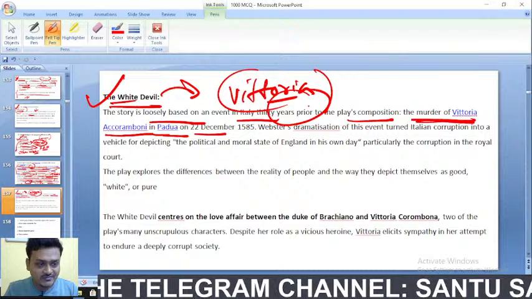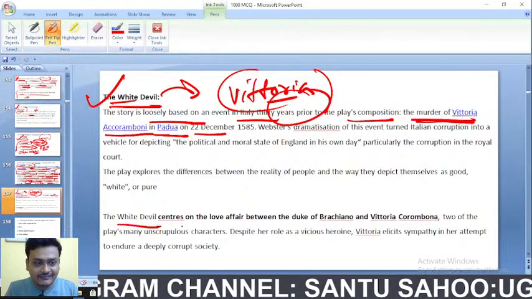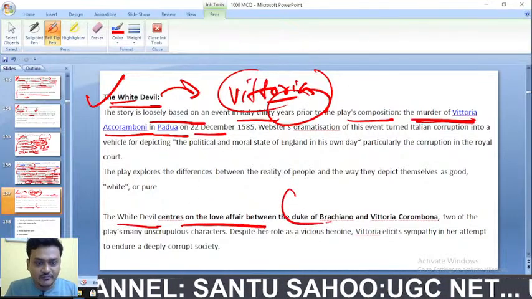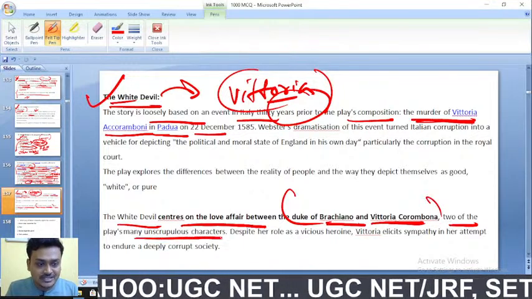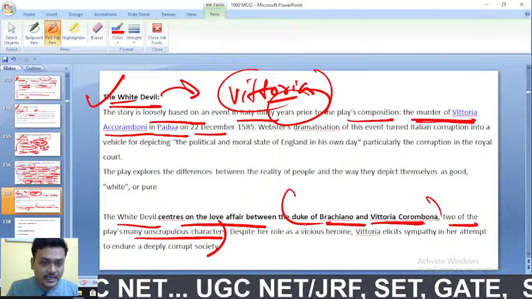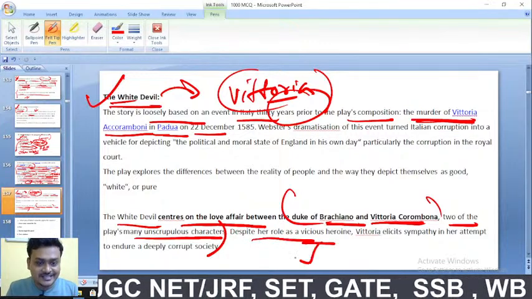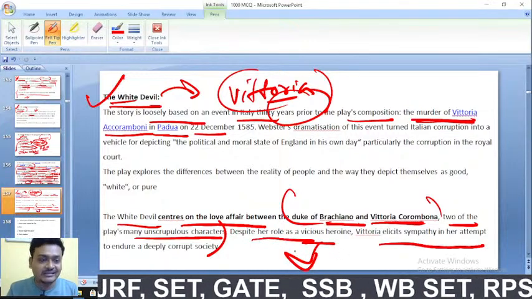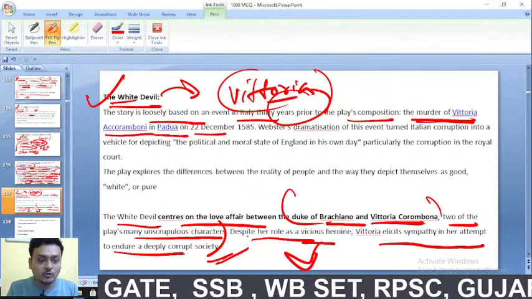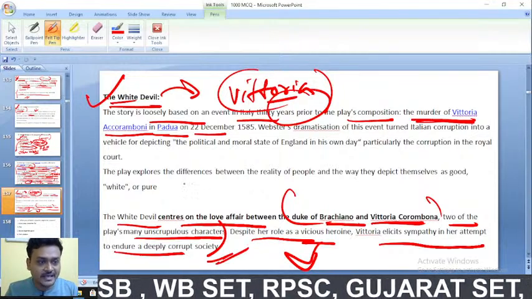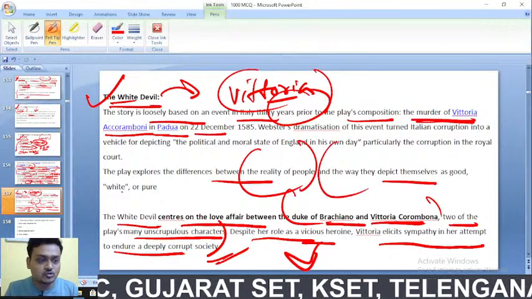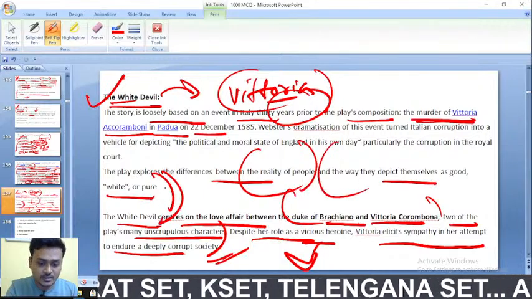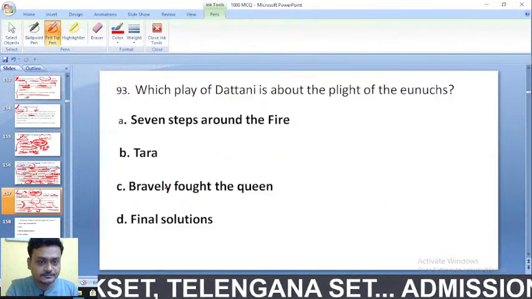It's by John Webster. The White Devil centers on the love affair between the Duke of Bracciano and Vittoria Accoramboni, two of the play's many unscrupulous characters. Despite her role as a vicious heroine, Vittoria elicits sympathy in her attempt to endure a deeply corrupt society. The play explores the difference between the reality of people and the way they depict themselves as good, white or pure. Chalo, next question.